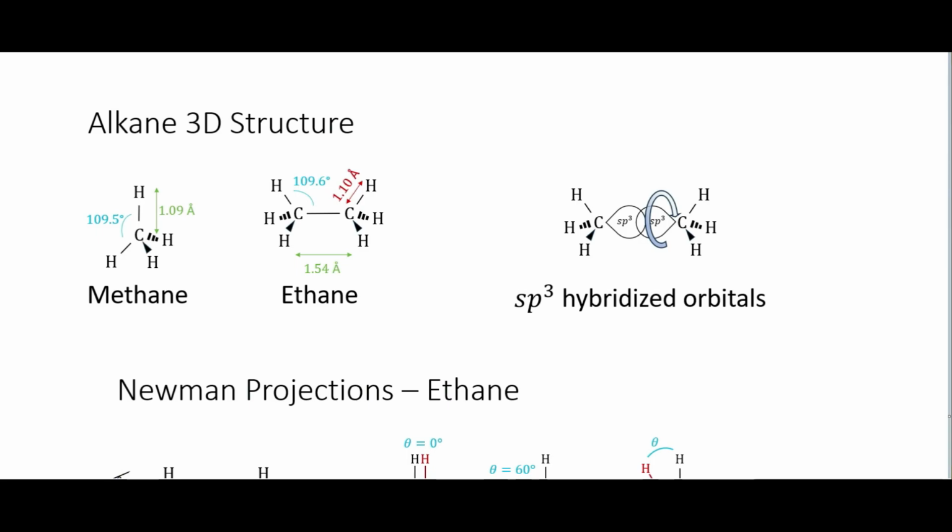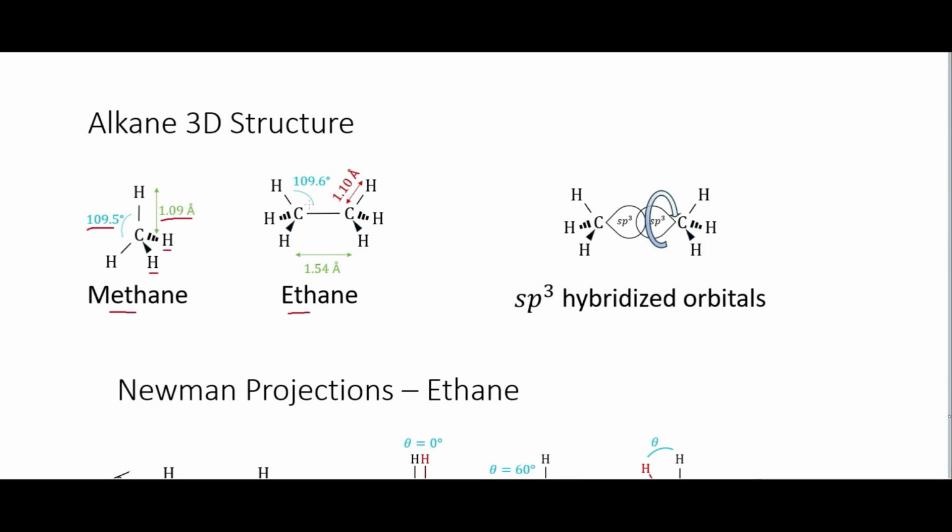All right, and so we can get into the 3D structure of alkanes here. This is just the 3D structure of methane and ethane. And so we see that this hydrogen is going into the screen, this one coming out. And so we end up with this tetrahedral geometry here. In the methane, the carbon-hydrogen bonds are 1.09 angstroms. We have a 109.5 degree bond angle between these.